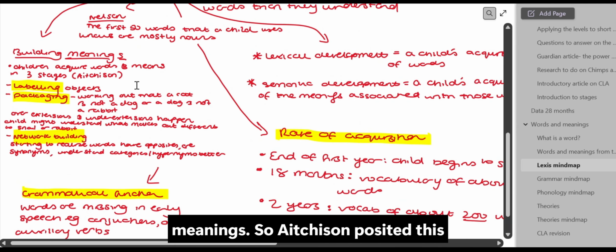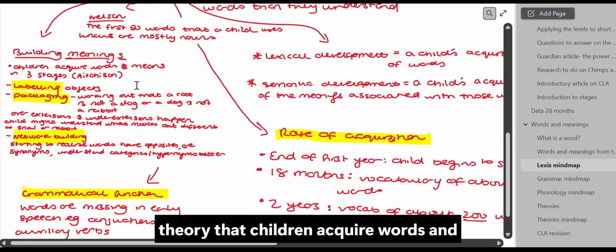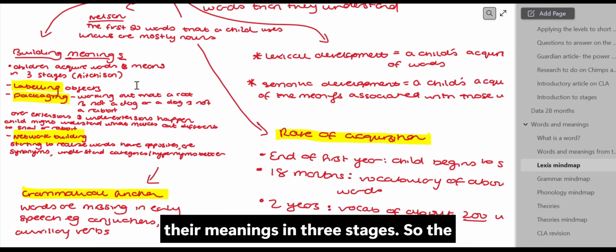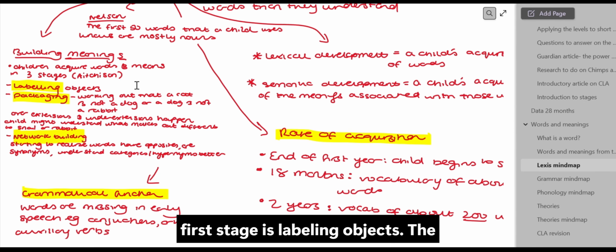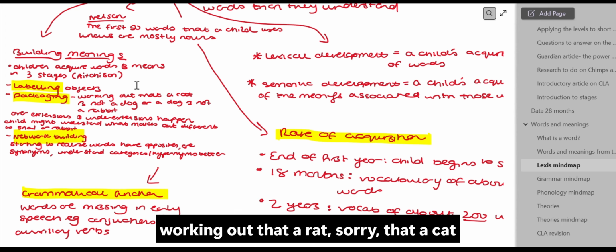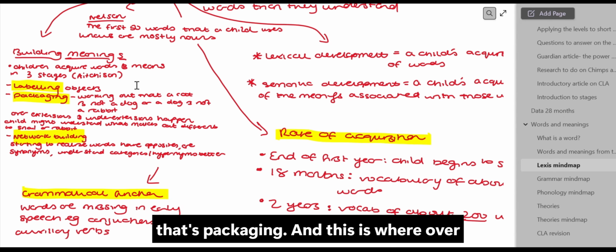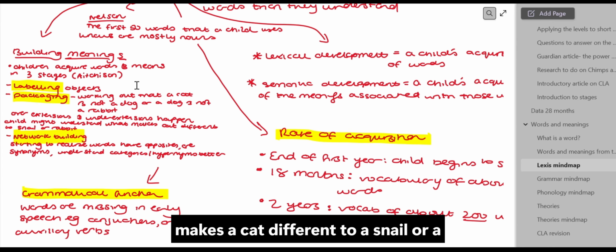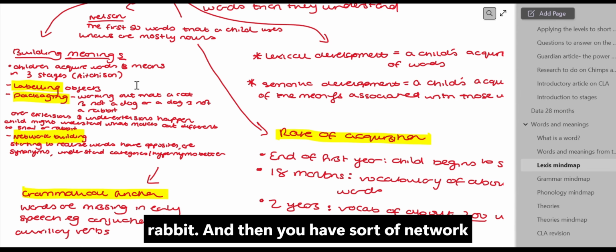And then moving on to this idea of building meanings. Aitchison posited this theory that children acquire words and their meanings in 3 stages. The first stage is labeling objects. The second stage is packaging, so that's working out that a cat is not a dog, or a dog is not a rabbit. And this is where overextensions and underextensions happen. So the children might understand what makes a cat different to a snail or a rabbit.